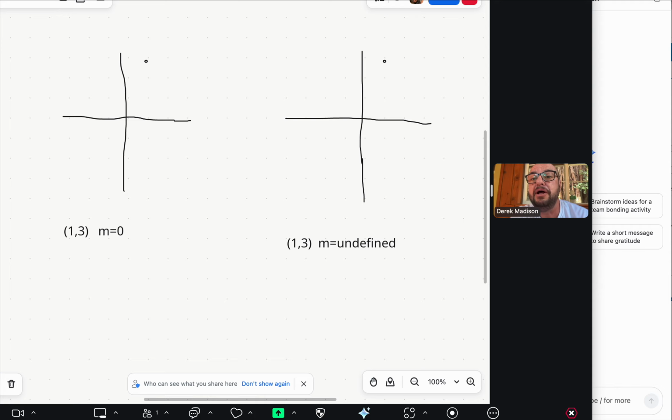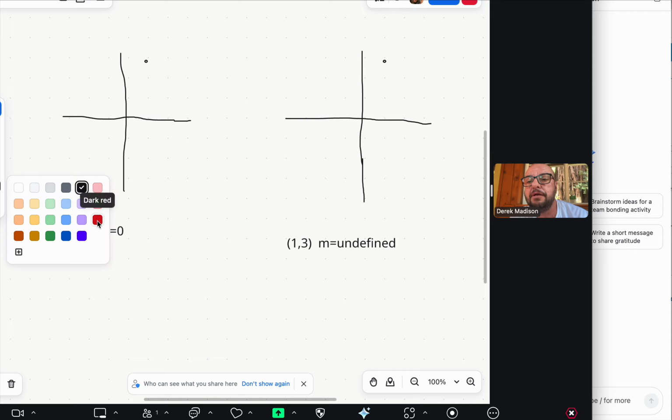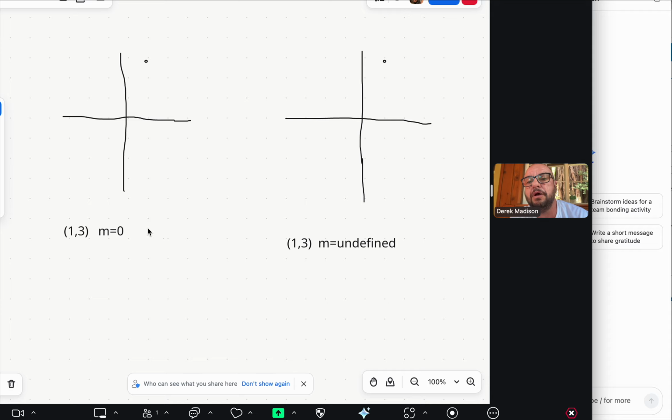But here we go. If my slope is 0, that means I would have a horizontal line, because there's neither rise nor run, right? Or there's run, but there's no rise. It's not increasing or decreasing. It's just flat. So that would give me a horizontal line, as best as I can draw, through the point (1, 3). Since there's no rise, it's 0 over some run, and that makes our slope 0.